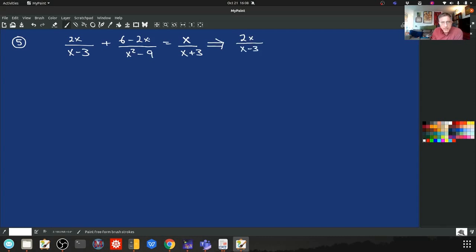But plus 6 minus 2x can be simplified because the greatest common factor is 2. So I can pull out a 2. 6 divided by 2 is 3. Minus 2x divided by 2 is minus 1. So that gives me minus x. And x squared minus 9 can be factored into x minus 3 times x plus 3. That's that all-important difference of squares factorization.